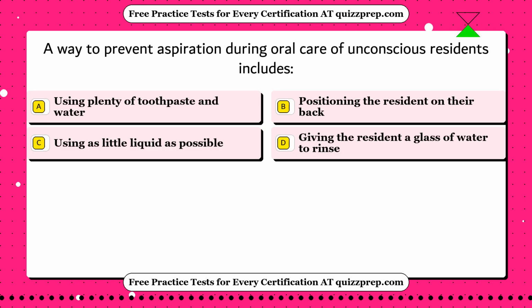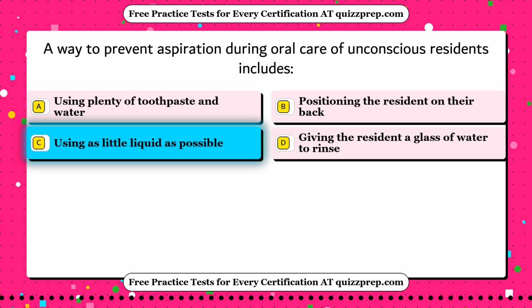Question 19. A way to prevent aspiration during oral care of unconscious residents includes option A, using plenty of toothpaste and water. Option B, positioning the resident on their back. Option C, using as little liquid as possible. Option D, giving the resident a glass of water to rinse.